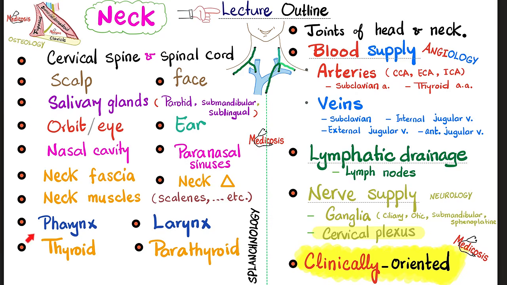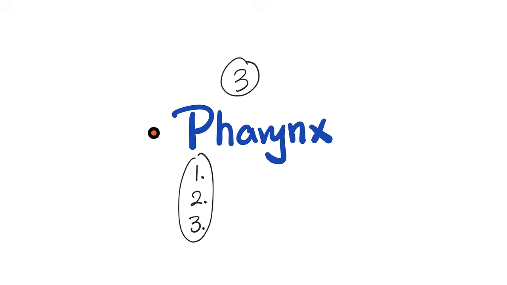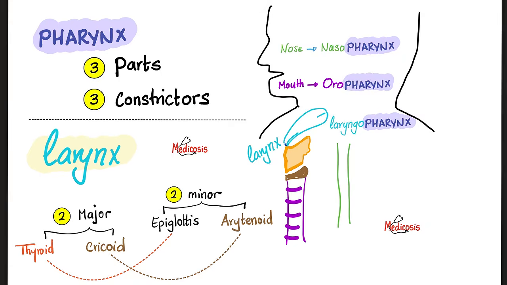Now let's talk about the pharynx. Everything about your pharynx is 3. It has 3 parts, which is nasopharynx, oropharynx, and laryngopharynx, and it has 3 constrictor muscles: superior pharyngeal constrictor, middle pharyngeal constrictor, and inferior pharyngeal constrictor. There you go. Nasopharynx behind the nose, oropharynx behind the oral cavity, laryngopharynx behind the larynx. All of this is your pharynx. It's continuous with the esophagus. The pharynx has 3 constrictors: superior pharyngeal constrictor, middle pharyngeal constrictor, and inferior pharyngeal constrictor.